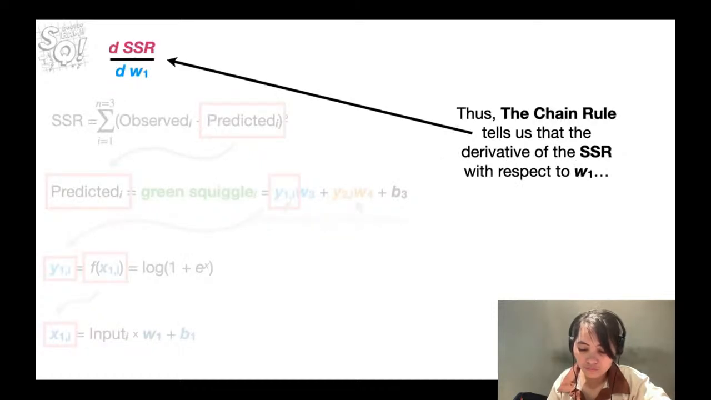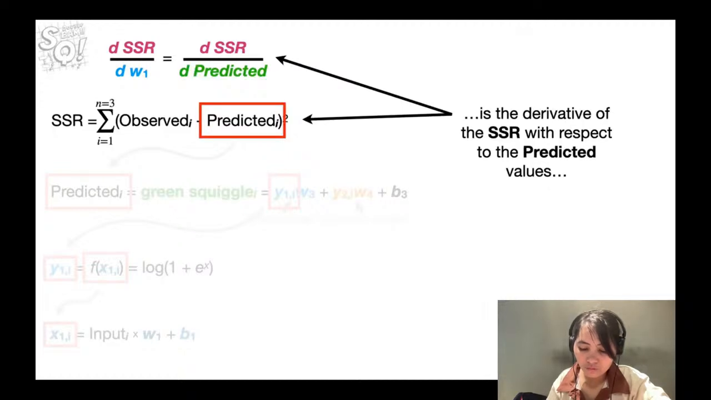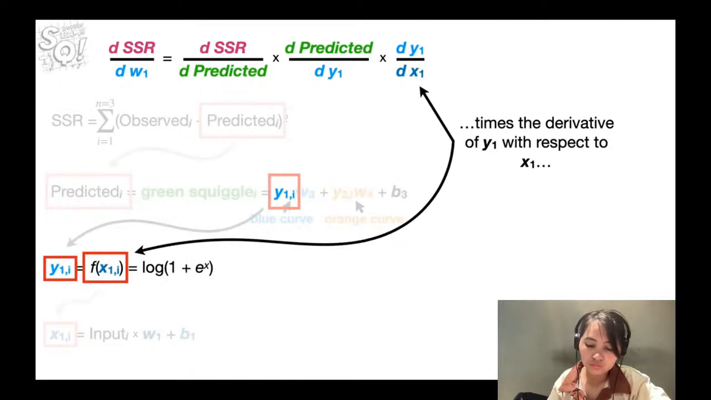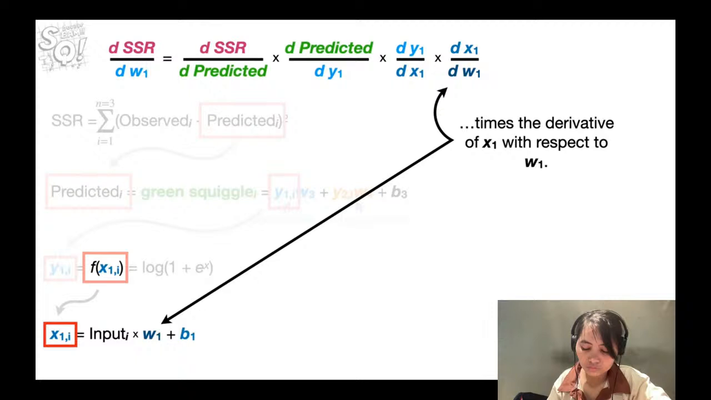Thus, the chain rule tells us that the derivative of the sum of the squared residuals with respect to w sub 1 is the derivative of the sum of the squared residuals with respect to the predicted values times the derivative of the predicted values with respect to y sub 1 times the derivative of y sub 1 with respect to x sub 1 times the derivative of x sub 1 with respect to w sub 1.